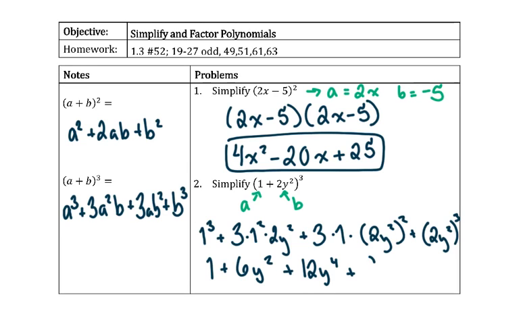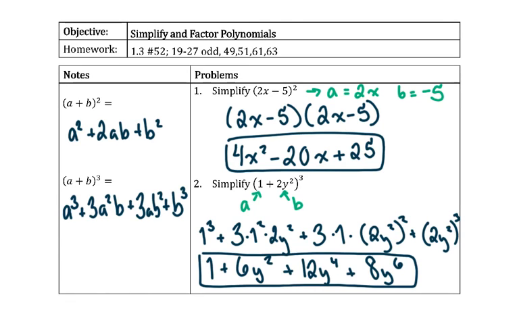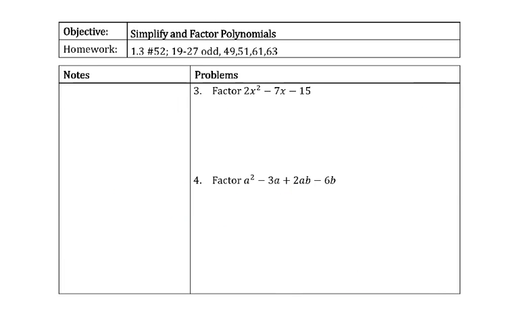(2y squared) cubed would be 8y to the 6th. And there you go. There tends to always be more written on the guided notes and then more spoken on the video, just because the different media, I guess, are good for that.